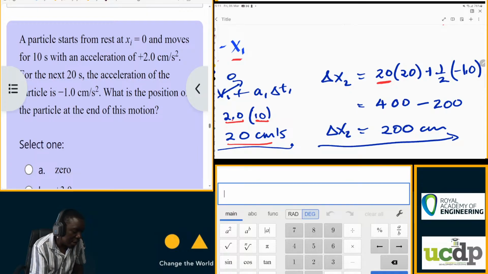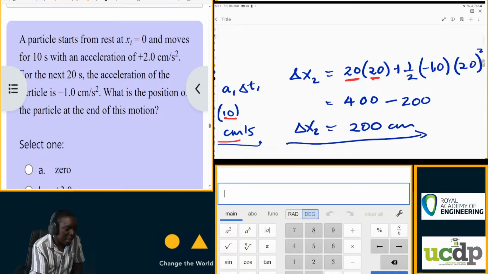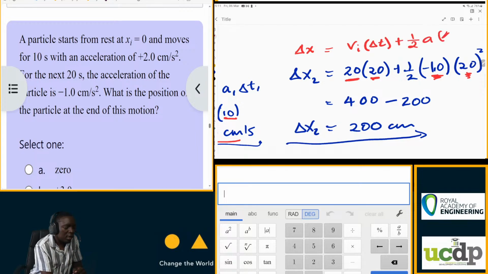Okay, so with that velocity, we multiply it by time, 20 seconds, plus half of the acceleration, which is -1, times delta t squared. So this is delta x equals v_i delta t plus half a delta t squared. Okay, so that's what we've done. The a is a deceleration, which is -1. The initial velocity is the velocity when it starts to decelerate. So that's how we use those values there.